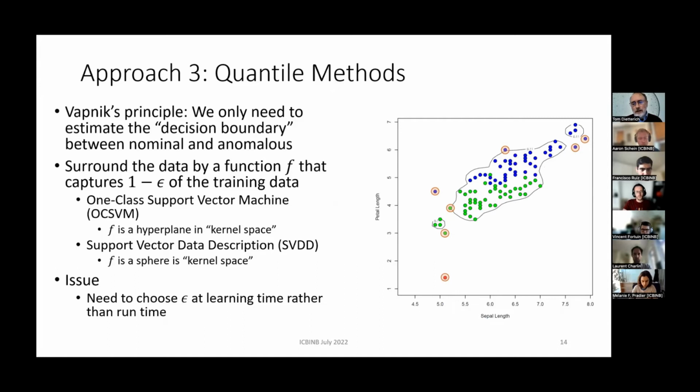Now, an issue, I think, in practice is it's kind of hard to choose epsilon at training time. In real applications, again, because of the false alarm problems, the user will often want to adjust the threshold to get the number of alarms down to something they can handle. So that's a drawback of quantile methods, but again, these have been very popular.